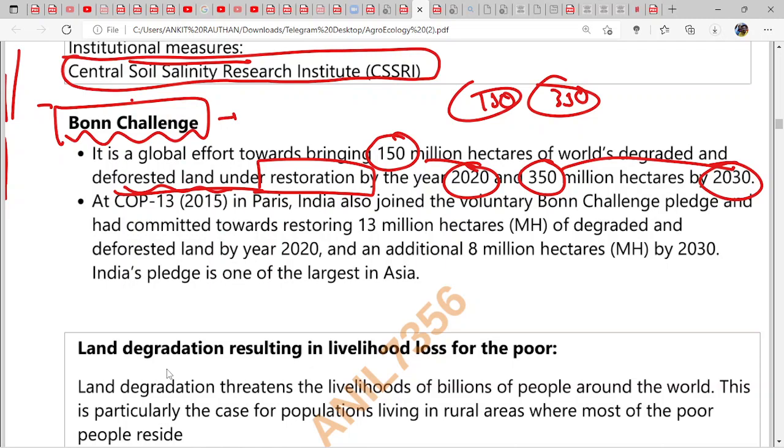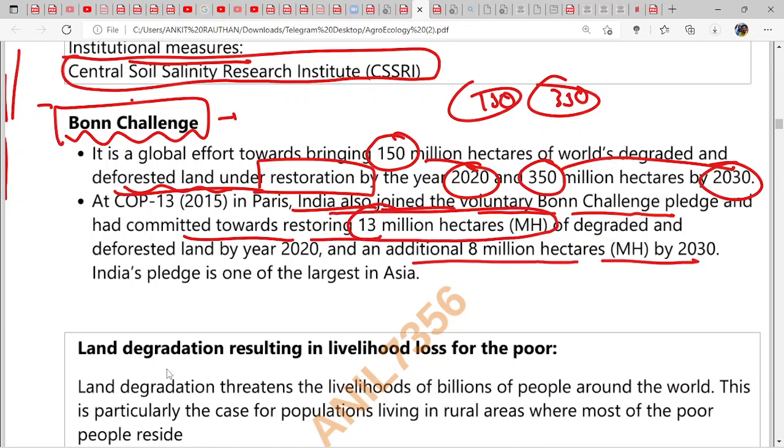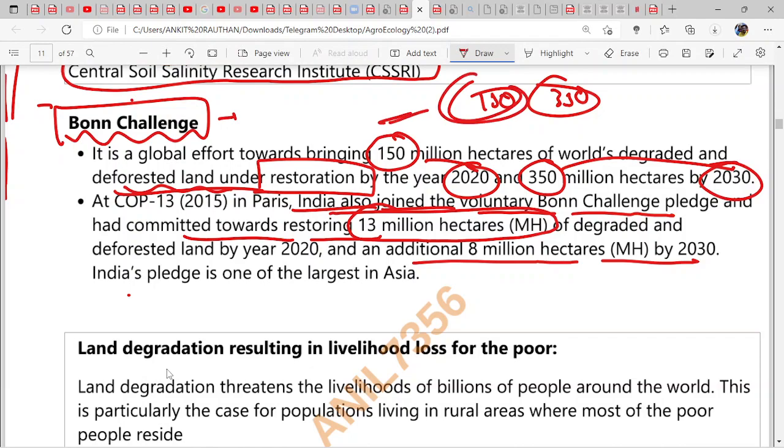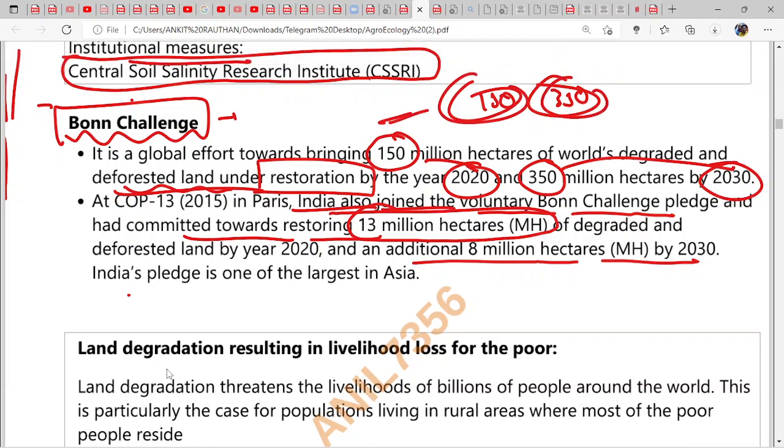Very important. India also joined the voluntary Bonn challenge pledge and committed to restoring 13 million hectares and an additional 8 million. So what we have to remember is the major 150 and 350 million hectares to be saved. How much does India have to save? 13 plus 8, total 21.